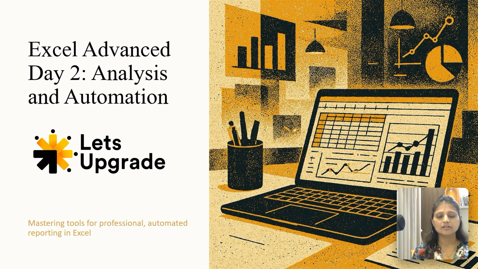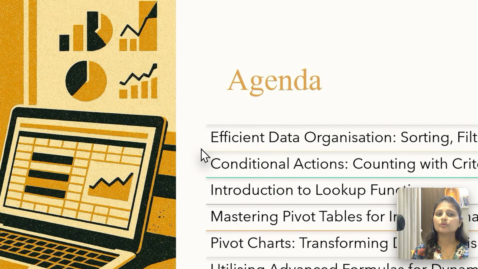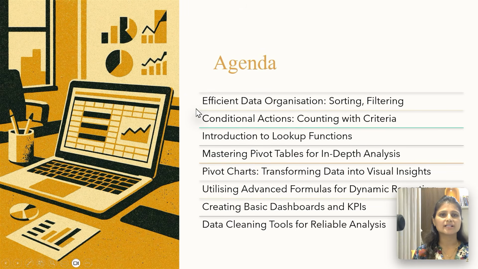So let's start. Definitely we'll start with the agenda. We have covered a few basic concepts in day one. In day two, we are going to learn how to organize your data, so sorting and filtering your data. Then we'll move on to understand how to do certain counting based on criteria. Like I want to know how many learners have passed the examination or how many of them have failed. So how do I keep track of that counting?